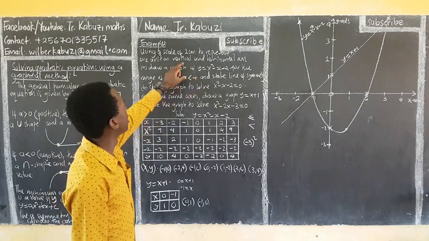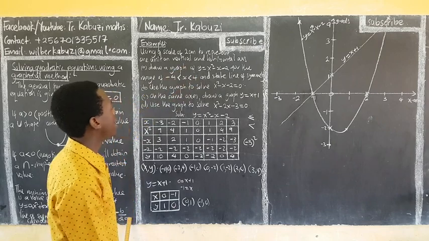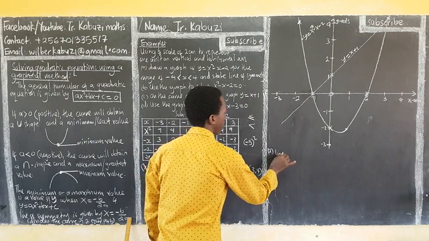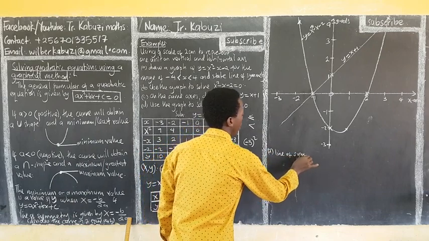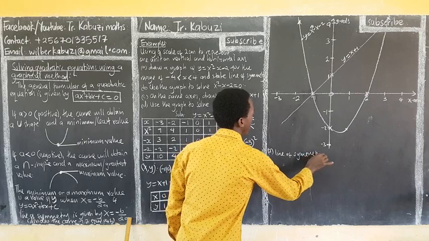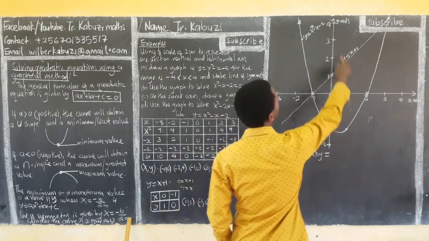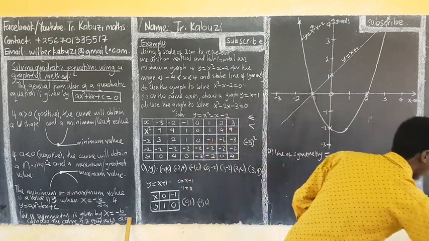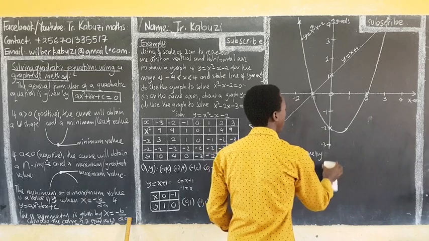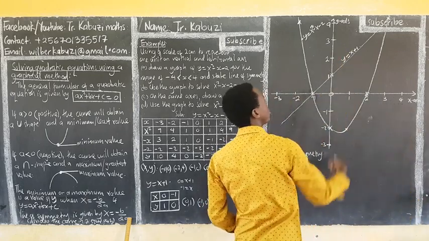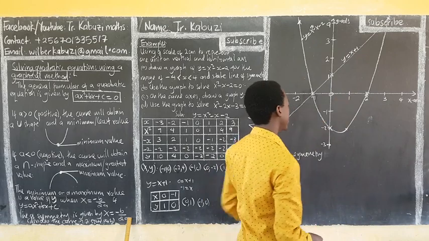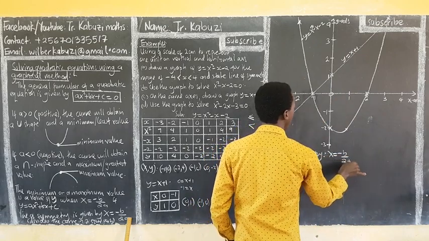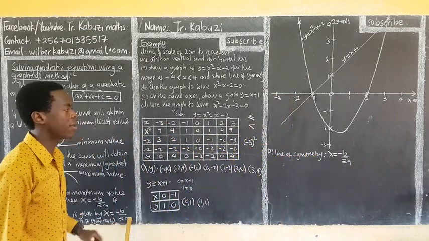Draw a graph of this and state the line of symmetry. So our line of symmetry, A. Line of symmetry. To get the line of symmetry, it's a line that's going to divide this curve into 2. But how do you get that? It's a value, because the line is going to divide this curve into 2. The line is going to cut the x-axis. So that point is going to be x equal to negative b over 2a. From here, the line of symmetry.